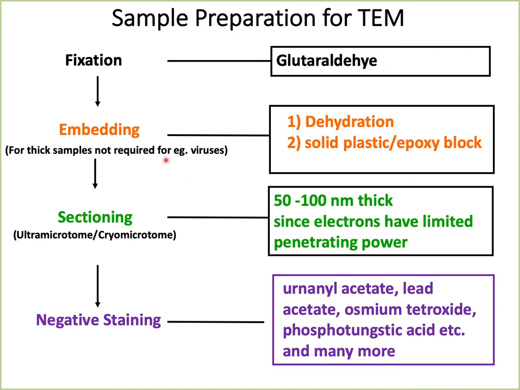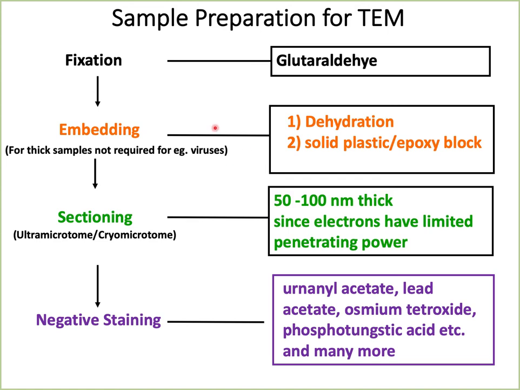The second step is the embedding, and the specimen must be sectioned much thinner than for light microscopy. The penetrating power of the electron is much lower than light, so the layer has to be much thinner as well. So the electron gets through the specimen and is detected on the computer screen. The embedding is done by dehydration of the sample, and the sample is encased in a solid plastic block, which could be epoxy or a solid plastic.